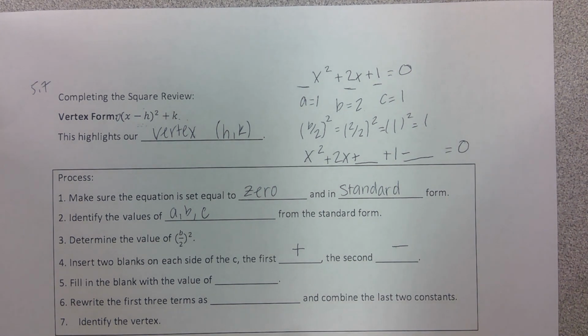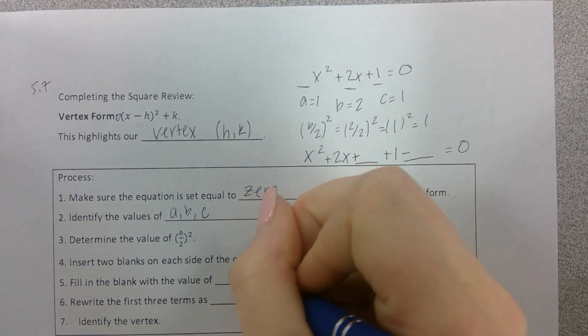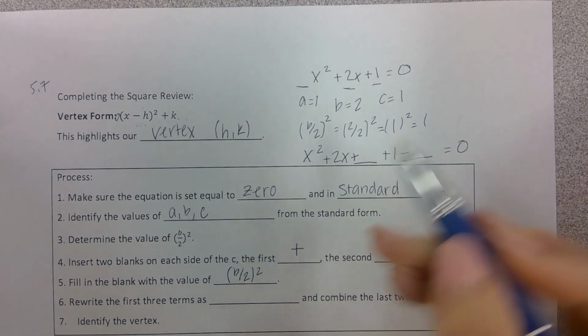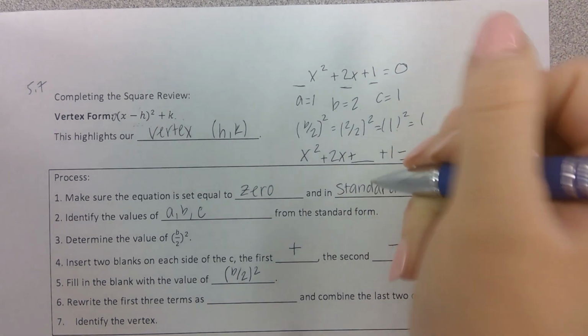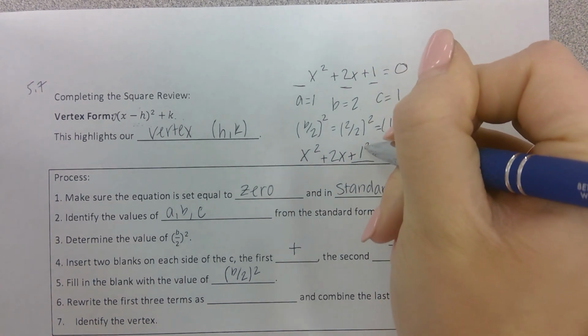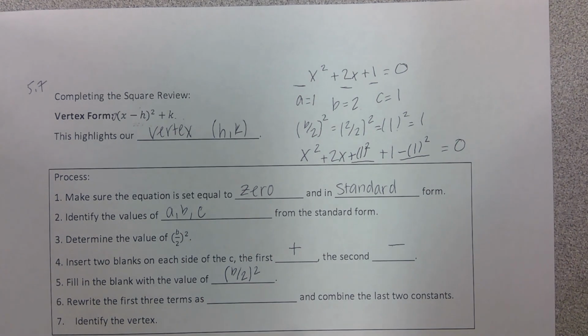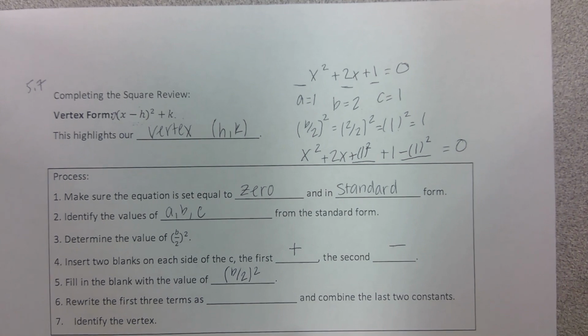So the next thing that we're going to do is we're going to fill in the blank. We're going to put the value that we just found, b over 2 squared, into that blank. So right here, we saw b over 2 squared is 1 squared. Just so we can see it, we're going to write it as 1 squared. Yes, it is the same thing as just 1, but just so we can see that it's the whole thing squared. Put it in here.